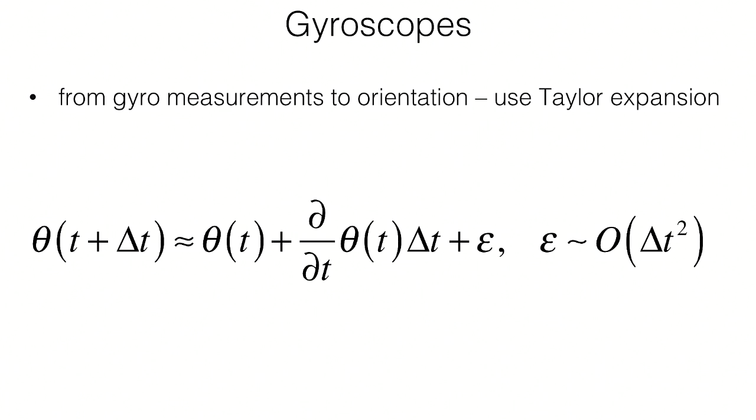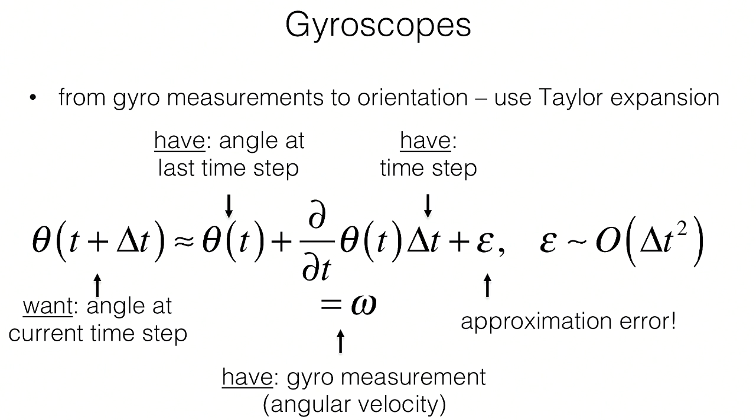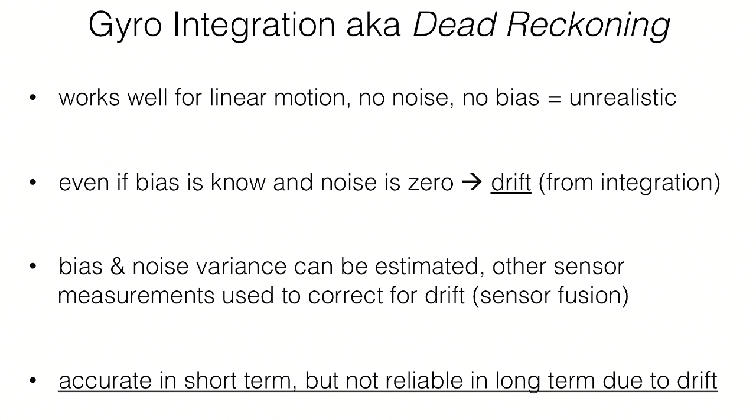There's some error term because this is a truncated Taylor expansion, so depending on the time step in between the measurements, you're going to be drifting away from your actual measurements. Right? So the quantity we want to track is the actual angle. The measurement that we have is the angular velocity, and we can use the microcontroller or whatever device we're using to pull these measurements to also measure the time step in between individual measurements. But there's always going to be some approximation error here. So that's something that we can't get rid of. If we only use a gyro to track the angle, that's also known as dead reckoning. It works very well for linear motion if there's no noise and no bias in the system, but these are unrealistic conditions.